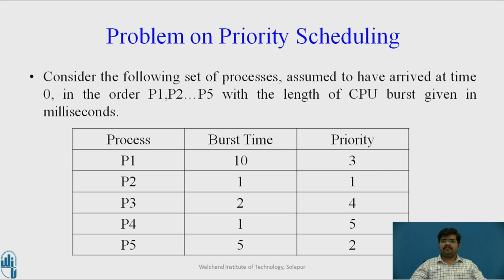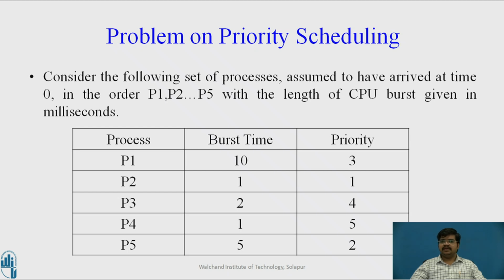Let's see the problem on priority scheduling. The given data is 5 processes: P1, P2, P3, P4, P5. Arrival time is given as 0, so in this case, we are not considering arrival time. Burst time is given and priority is given. So observe that P1 priority is 3, P2 priority is 1, P3 is 4, P4 is 5, P5 is 2.